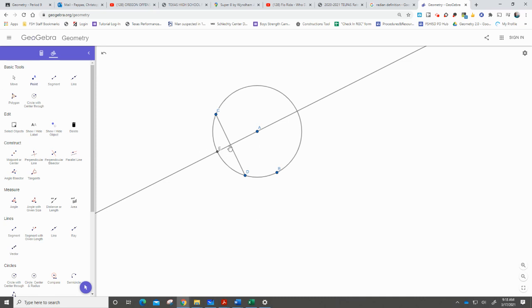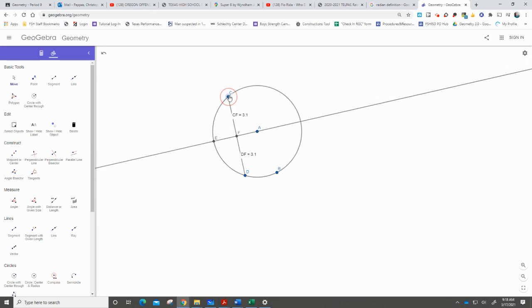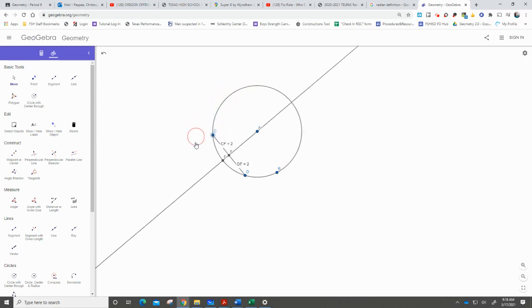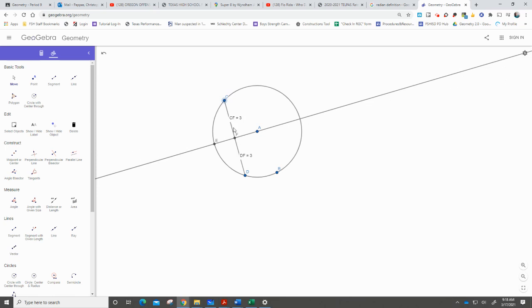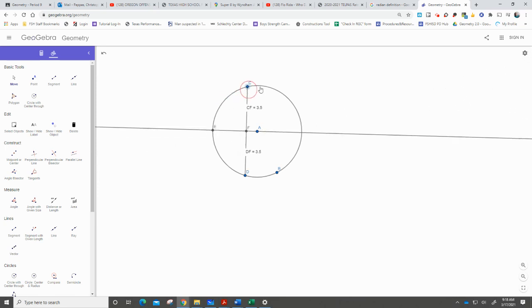All right. Now, if we do another point right here, point F, we can measure the distance from C to F, D to F, and we see that it is the same. And if I were to move this chord CD, that radius will sort of move with it, and you see that CF and DF are always going to be congruent to each other.